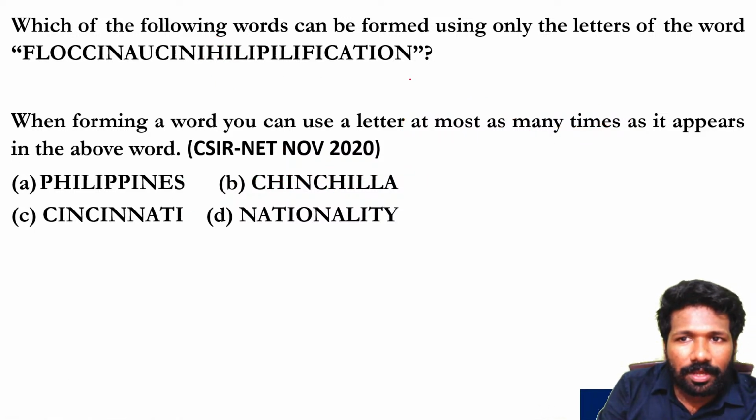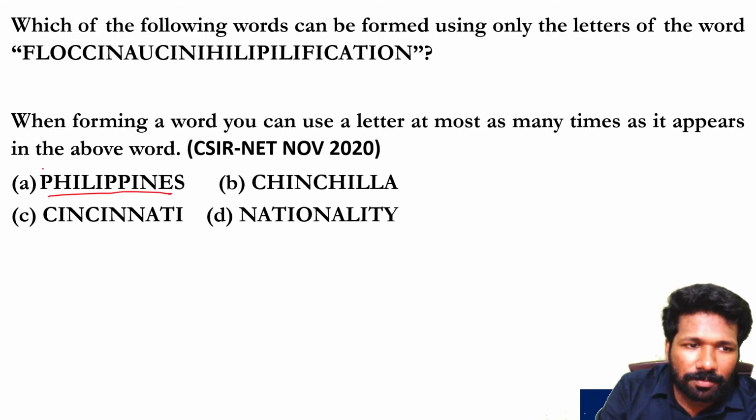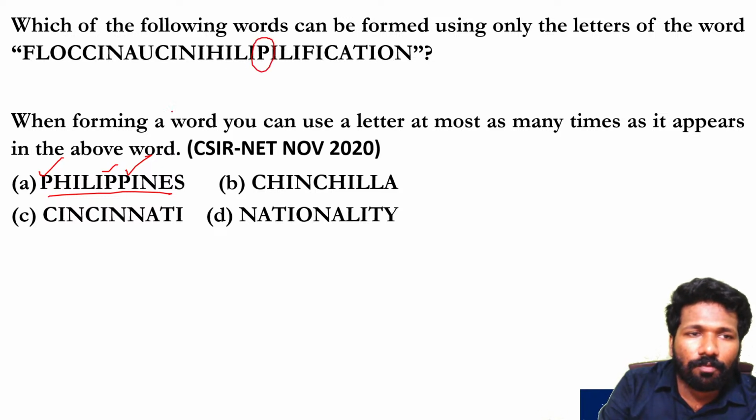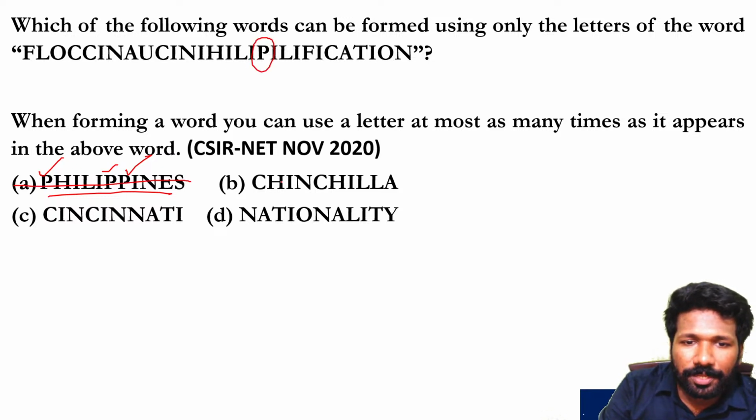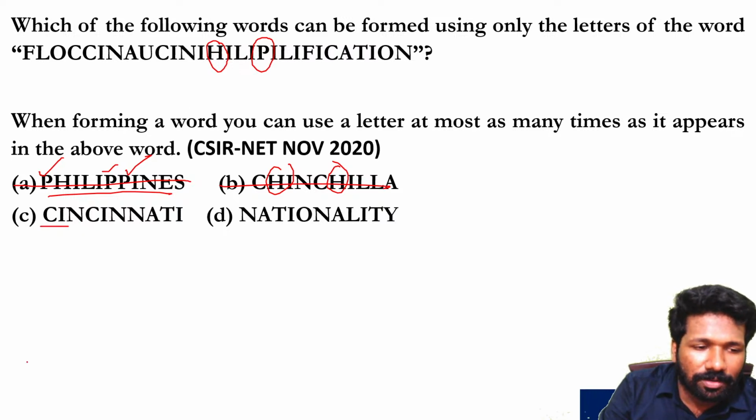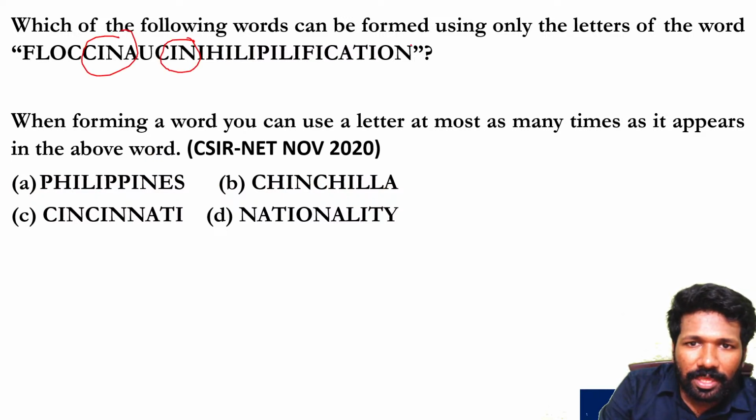So you can rearrange the letters that are mentioned. So Philippines, is it possible? Philippines has 3 P's in it. Floccinaucinihilipilification only has 1 P in it. That itself eliminates option A. And chinchilla, I already told you, H is twice, and H is only once here. So this is eliminated. So Cincinnati, you can check whether Cincinnati is there. CIN is here. CIN is again here. N is here. ATI is here. So Cincinnati can be formed. So option C is the answer.